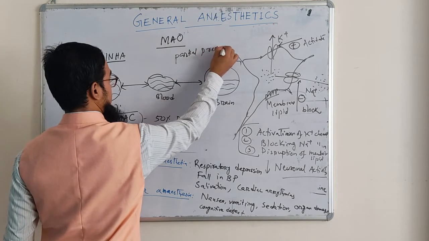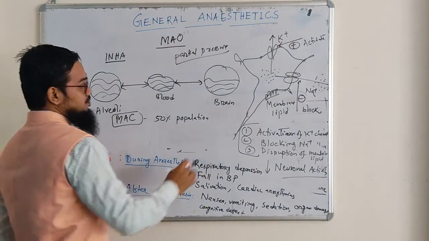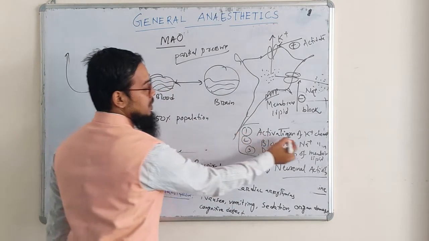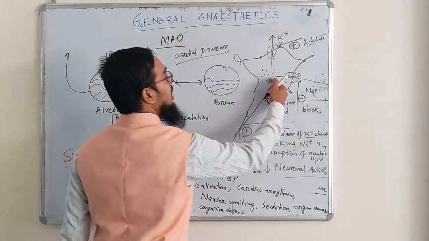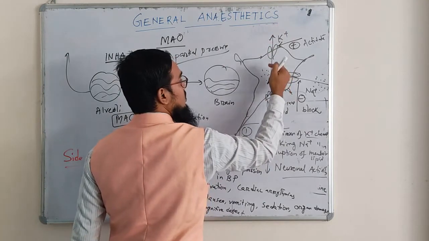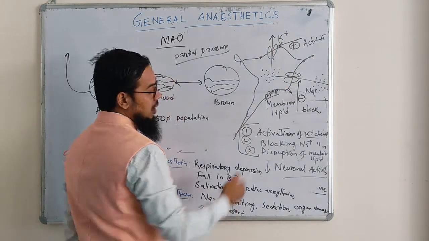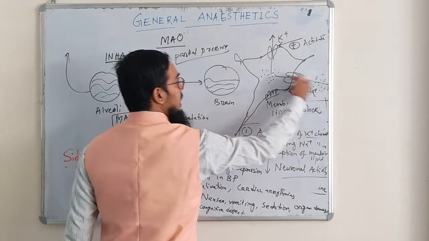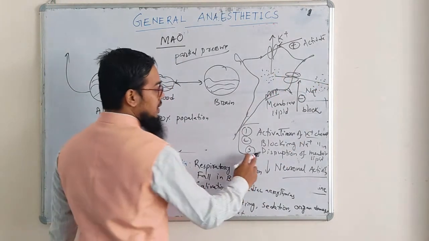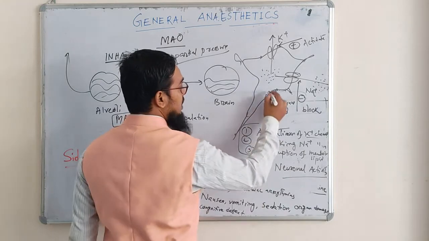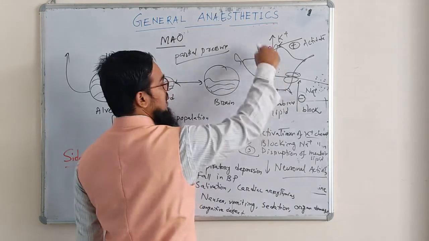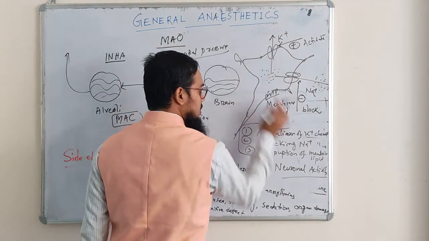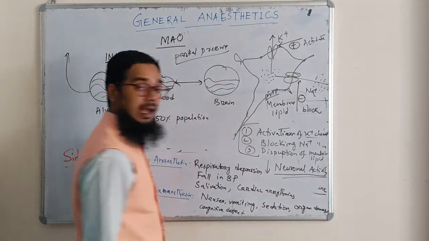When they reach the brain, they activate the potassium channel. Then potassium ions will move from the neuron to the outside. They will block the sodium ion channel, so sodium ion entry is blocked, and they disrupt the membrane, with loss of many ions from the cells, and finally there is a decrease in neuronal activity. This is the mechanism of inhalational general anesthesia.